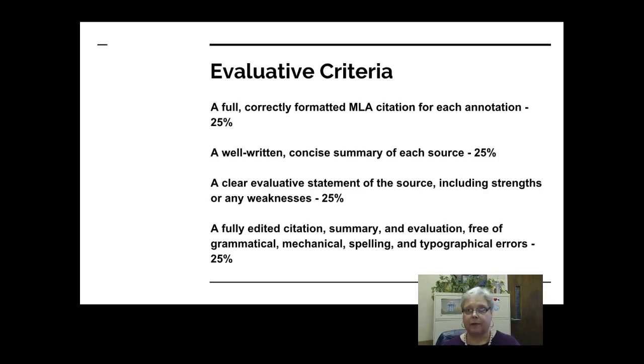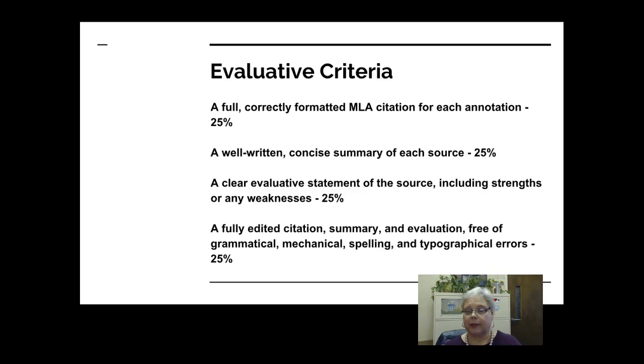So we've been over this several times. Reference your Little Seagull handbook if you need to. Go look it up on the internet. Look at previous assignments that I've given you over and over, how to do those MLA citations correctly. And then for each one that you do, make sure that it's done correctly. After that, 25% of your grade will come based on the summary, a well-written, concise summary of each source. 25% of the assignment will come from a clear, evaluative statement of the source, including strengths or any weaknesses.